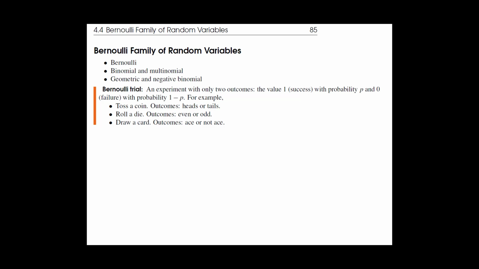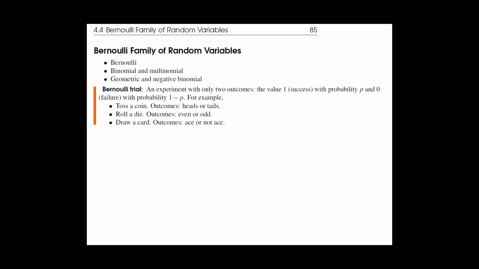Okay, so that's why all of these random variables are of this Bernoulli family, and these include, of course, the Bernoulli distribution, binomial and multinomial, the geometric and negative binomial, right? So we're going to talk about these 5 distributions, and they're all related to the Bernoulli trial experiment. Okay, we talked about it in combinatorics, right? This is the simplest one.